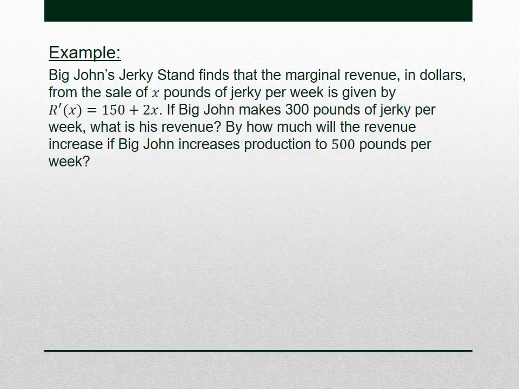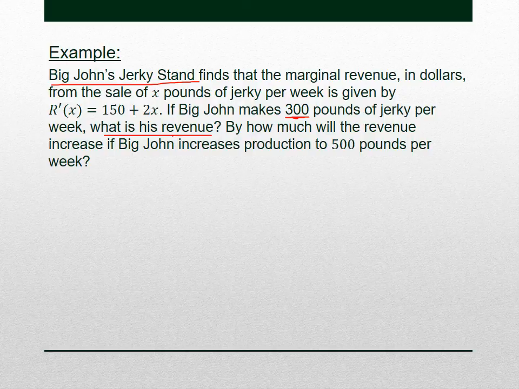Okay, so let's look at another example here. It says Big John's jerky stand finds that the marginal revenue in dollars from the sale of X pounds of jerky per week is given by R prime of X is 150 plus 2X. It says if Big John makes 300 pounds of jerky per week, what is his revenue? All right, so we are trying to find the revenue when 300 pounds of jerky are made per week.